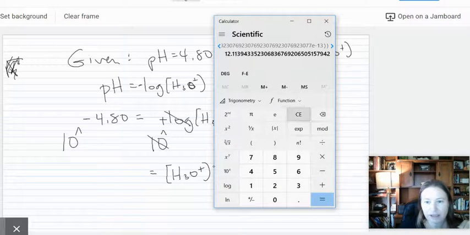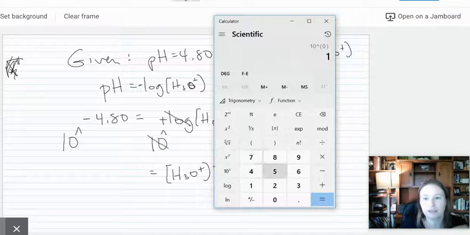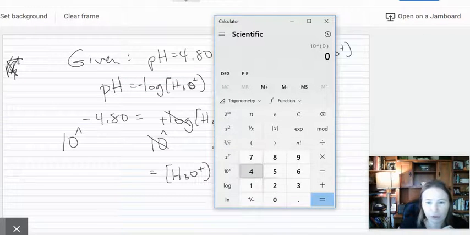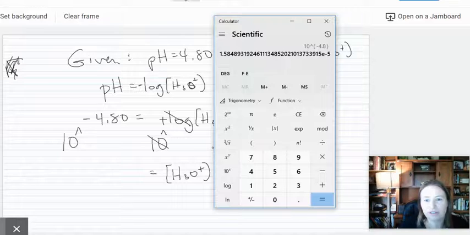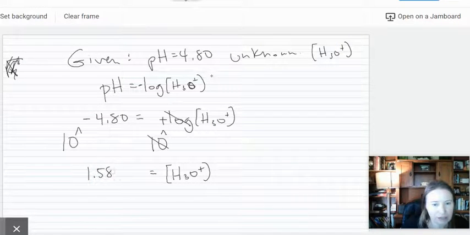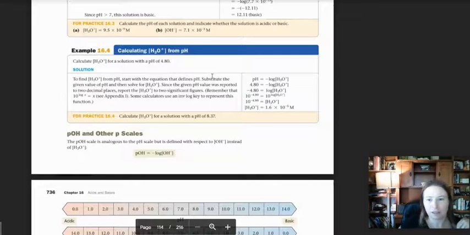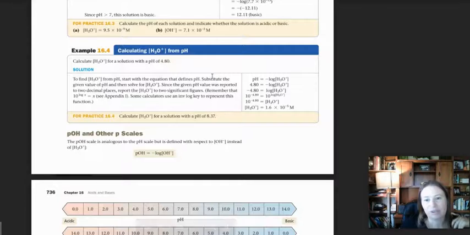It's right here, 10 to the x. So I'm going to do 10. Oh, it just did 0. I got to put the exponent in. 4.8 negative, and take 10 to that power. 1.58 times 10 to the negative fifth. And let's see what your book has. Yes, that was only 2 sig figs, so I should have rounded it to 1.6 times 10 to the negative fifth.